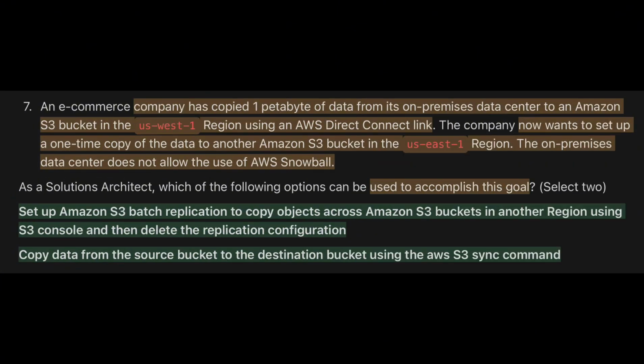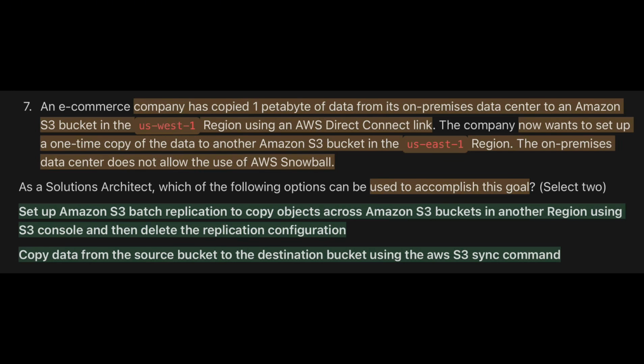And then if we have a company that's copied 1 petabyte of data from its on-premises data center to an Amazon S3 bucket in, let's say, US West 1, and they use an AWS Direct Connect link for this transfer, and the company now wants to set up a one-time copy of the data to another Amazon S3 bucket in, let's say, US East 1, so from one region to another. And let's say the on-premises data center doesn't allow for the use of AWS Snowball.